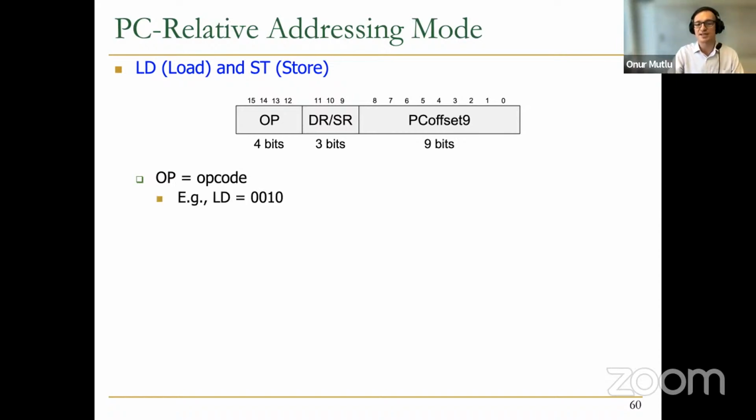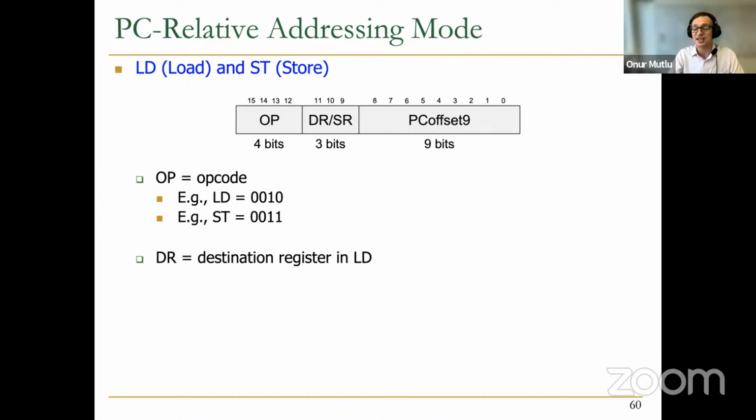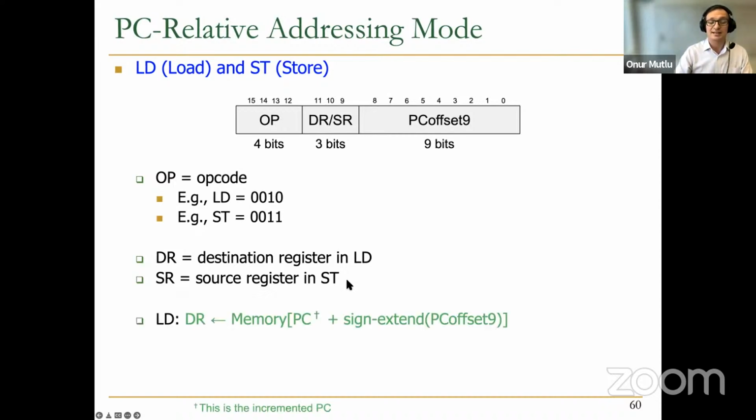So op is opcode, as we discussed. For load, it's 0010. For store, it's something else. DR is destination register and LD, and SR, these bits specify the source register and ST. And this is the semantics of the load instruction. Basically, destination register gets the value of memory location at this address.